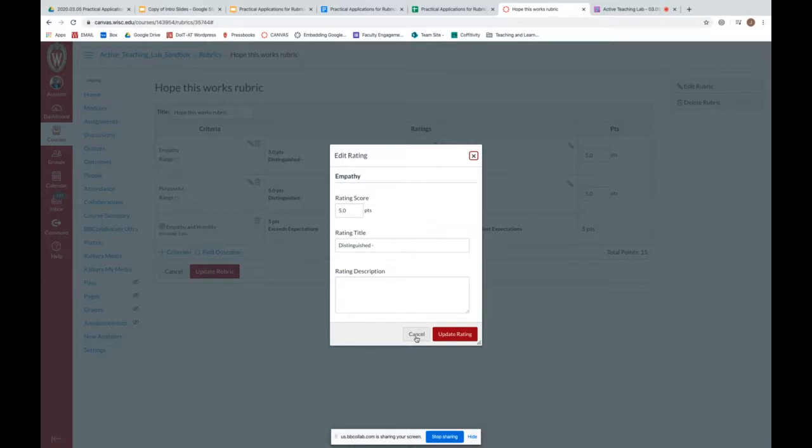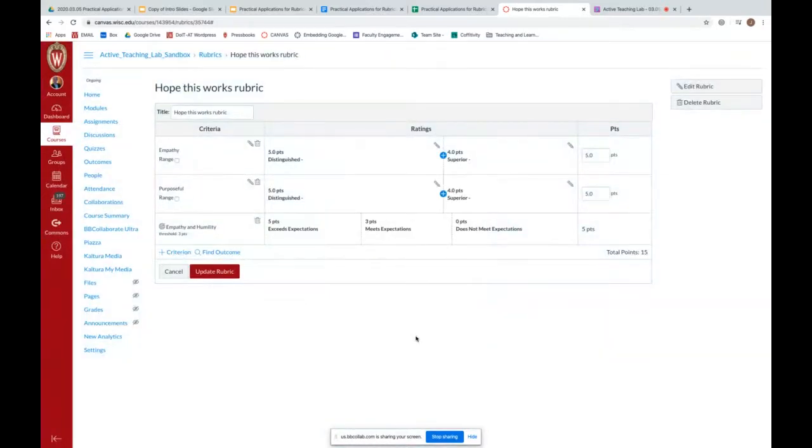If you wanted to update an outcome, and you went in and updated it in outcomes, would it automatically update on the rubric, or do you have to re-add that outcome to the rubric? Well, let's test that.